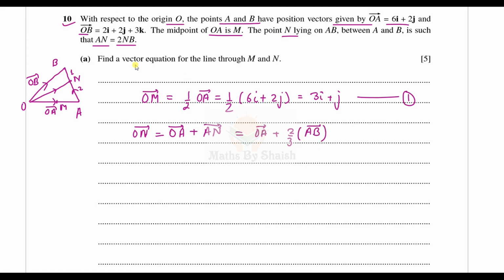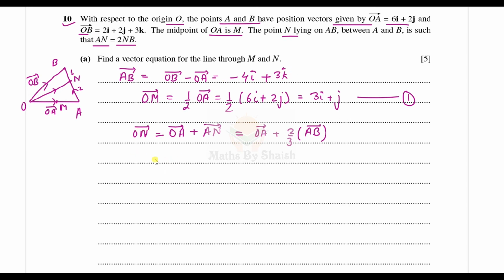So first of all I'll write AB vector here. AB vector is OB vector minus OA vector, and we'll get it from here. OB minus OA: 2i minus 6i, that is minus 4i cap, 2j minus 2j, that is 0, 3k minus 0, that is 3k. So it is AB vector.